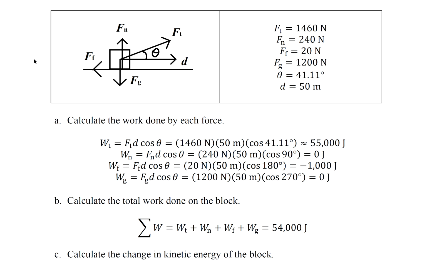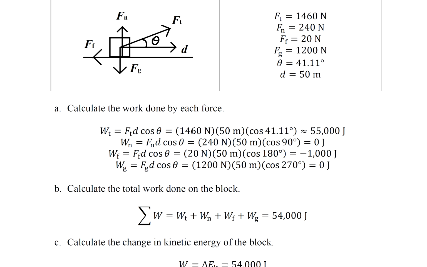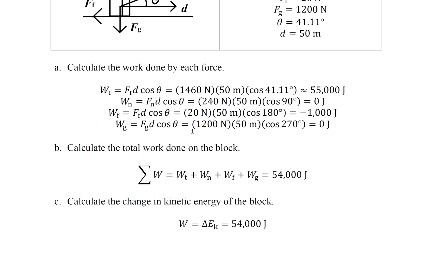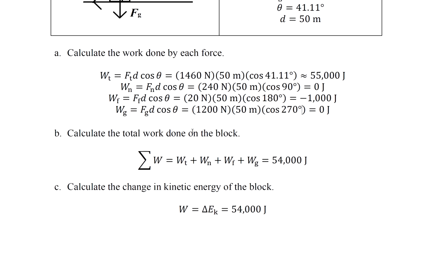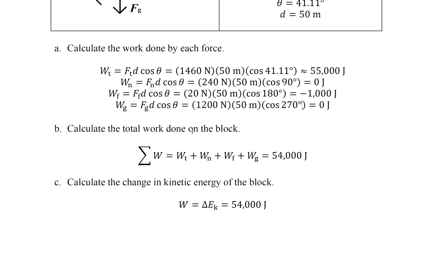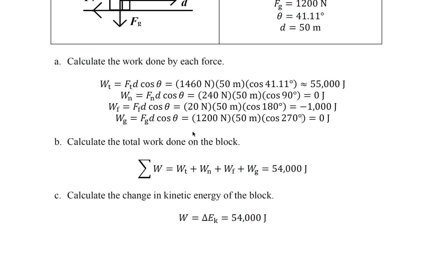Part B, calculate the total work done on the block. So just add up all of these. You get 54,000 joules. Part C, calculate the change in kinetic energy of the block. Work is equal to the change in kinetic energy. So the same solution as B.